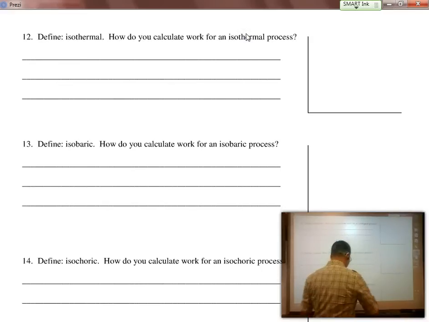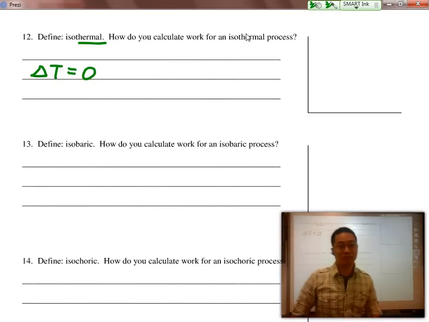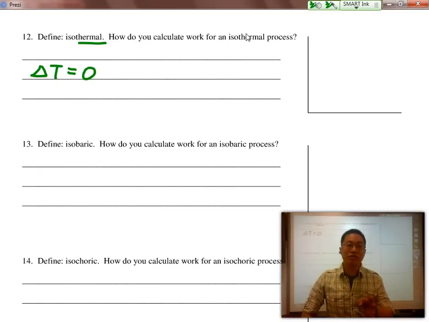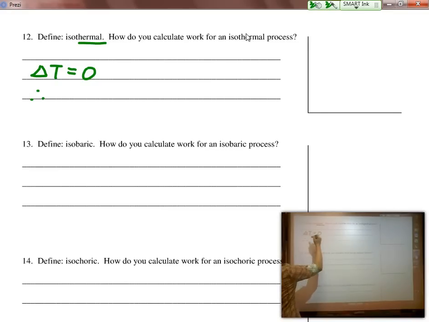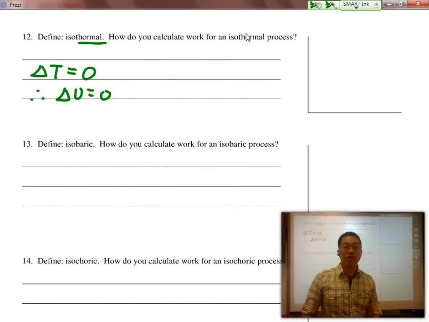Now, isothermal, you can kind of guess, has something to do with temperature based on the word therm, and iso, of course, means isolate. An isothermal graph means that there is no change in temperature whatsoever. Now, the thing is, because there's no change in temperature, that means that there's no change in the internal energy of the gas itself either. When there's no change in internal energy of the gas, molecules are still moving at the same speed, same average speed as before.